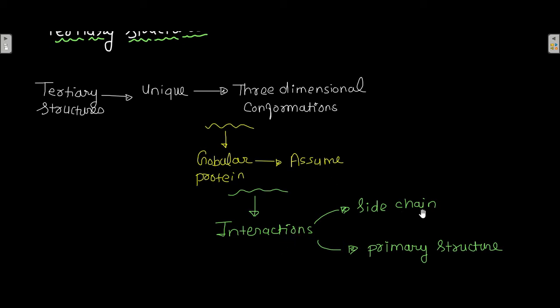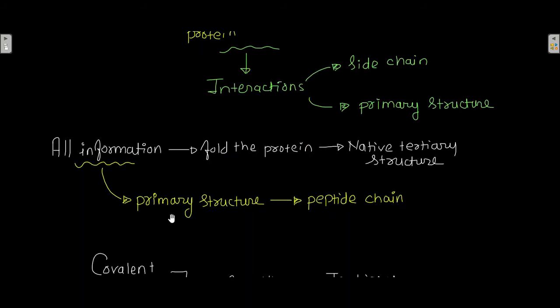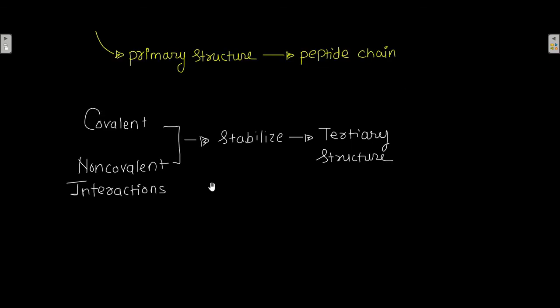Now all the information which is needed to fold the protein into its native tertiary structure is there in the primary structure of the peptide chain. Okay, the primary structure of the peptide chain contains all the information that is required to fold the protein into its native tertiary structure. So your primary structure, that amino acid sequence, will decide the tertiary structure. Covalent and non-covalent interactions stabilize the tertiary structure.